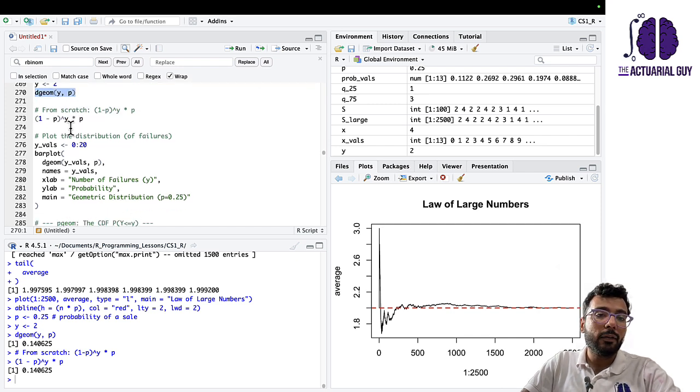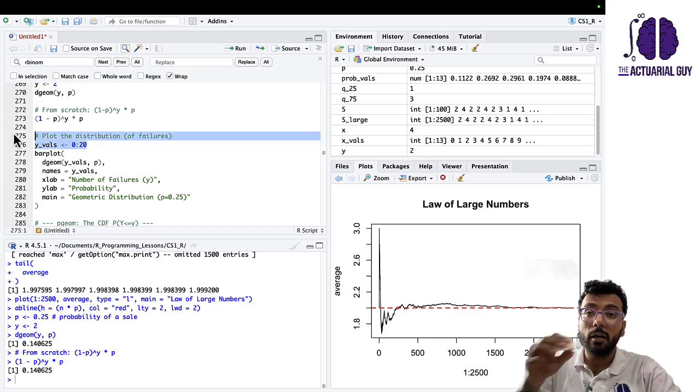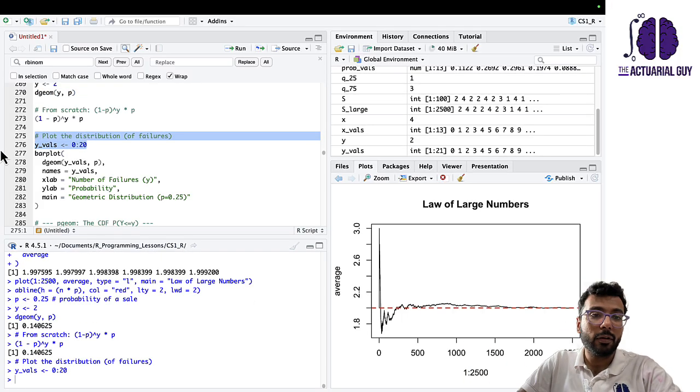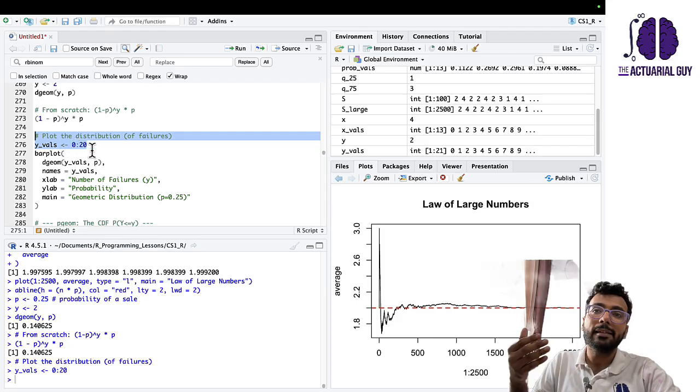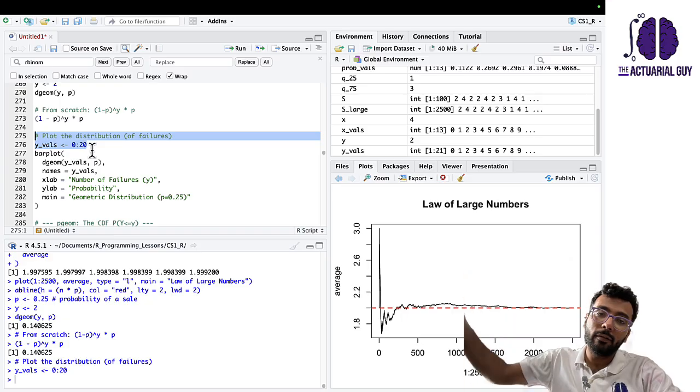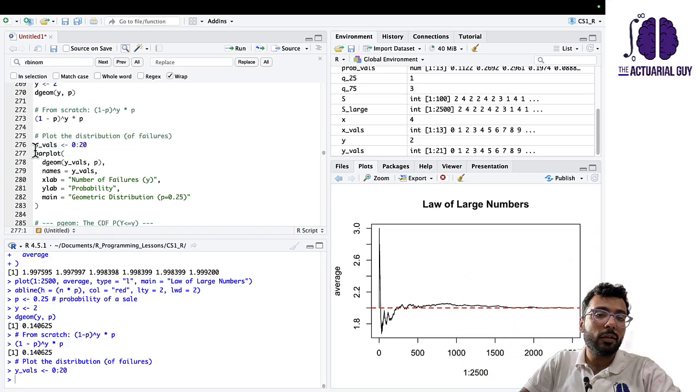Now if you want to just apply this dgeom function on an entire vector, you can do that. So you have assigned this vector, y vals, which is from 0 to 20. So it will assess what is the probability of having 0 failures before the first success, 1 failure, 2 failures, all the way up to 20 failures, right? And then I'm plotting this on a bar graph.